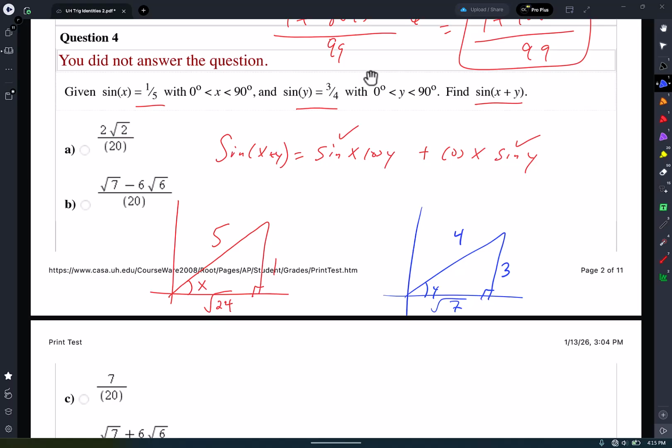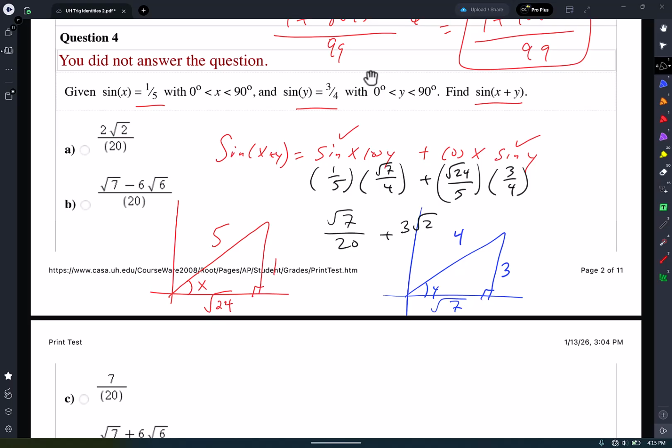All right. Sin x, that was given, so that one is 1/5. Cosine y, I go to the y: square root of 7 over 4. Plus cosine x, square root of 24 over 5. We'll break that one down a little bit. Sine y, 3/4. Okay, so here's what we have: square root of 7 over 20 plus 3 square root of 24 over 20.